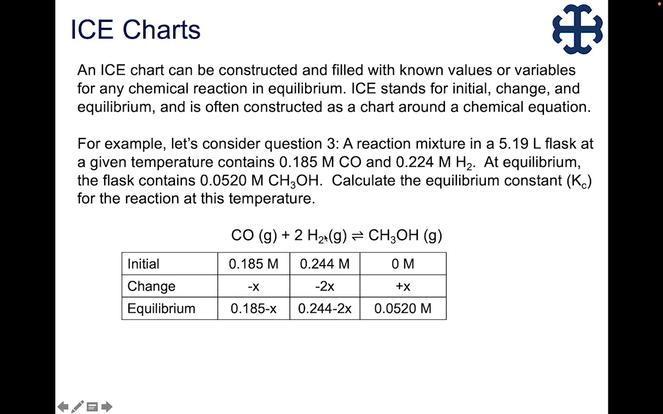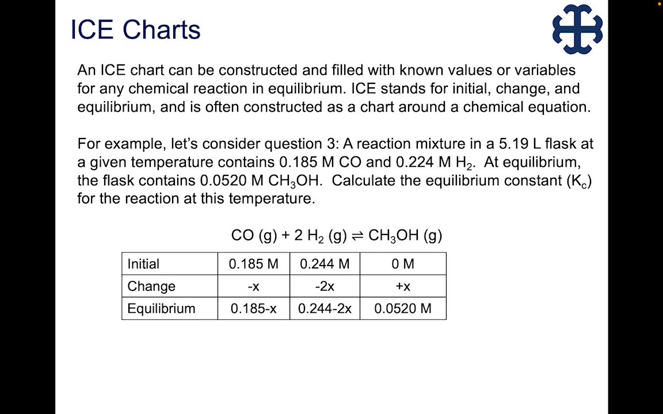And because we have 2 equivalents of hydrogen, our stoichiometric coefficient of 2 there, for every equivalent of carbon monoxide that we lose to produce methanol, we lose 2 equivalents of H2. So we're going to lose double the amount of H2. This 2 just comes from that stoichiometric coefficient. And because we have a 1 as our stoichiometric coefficient in front of methanol, we would just say that's plus X.